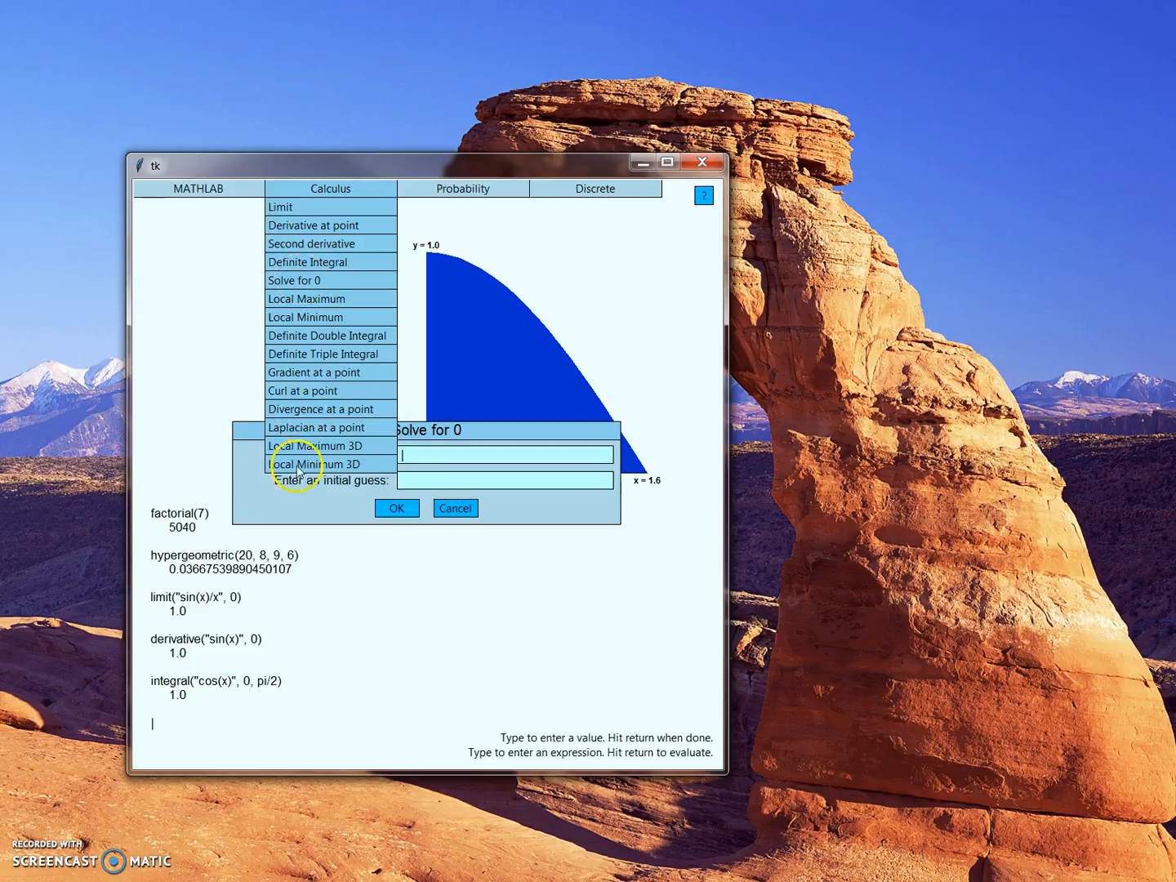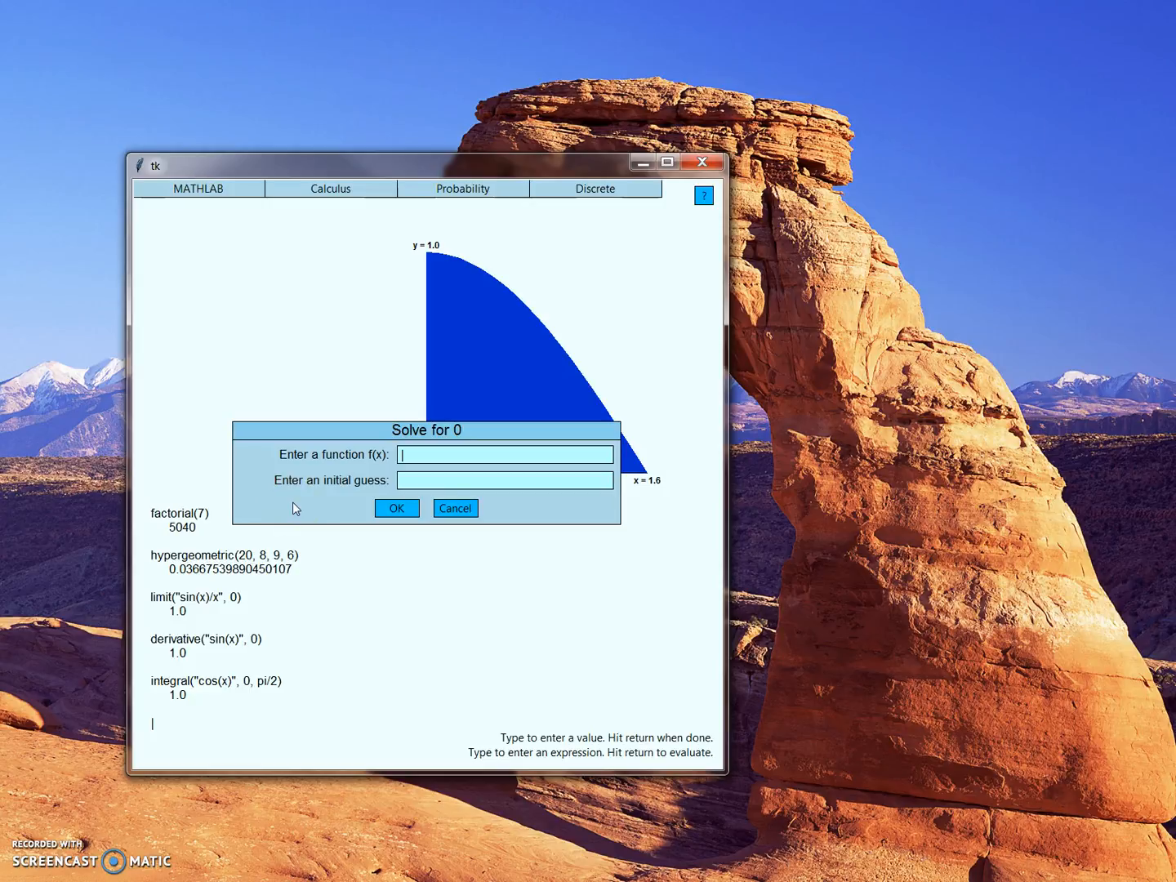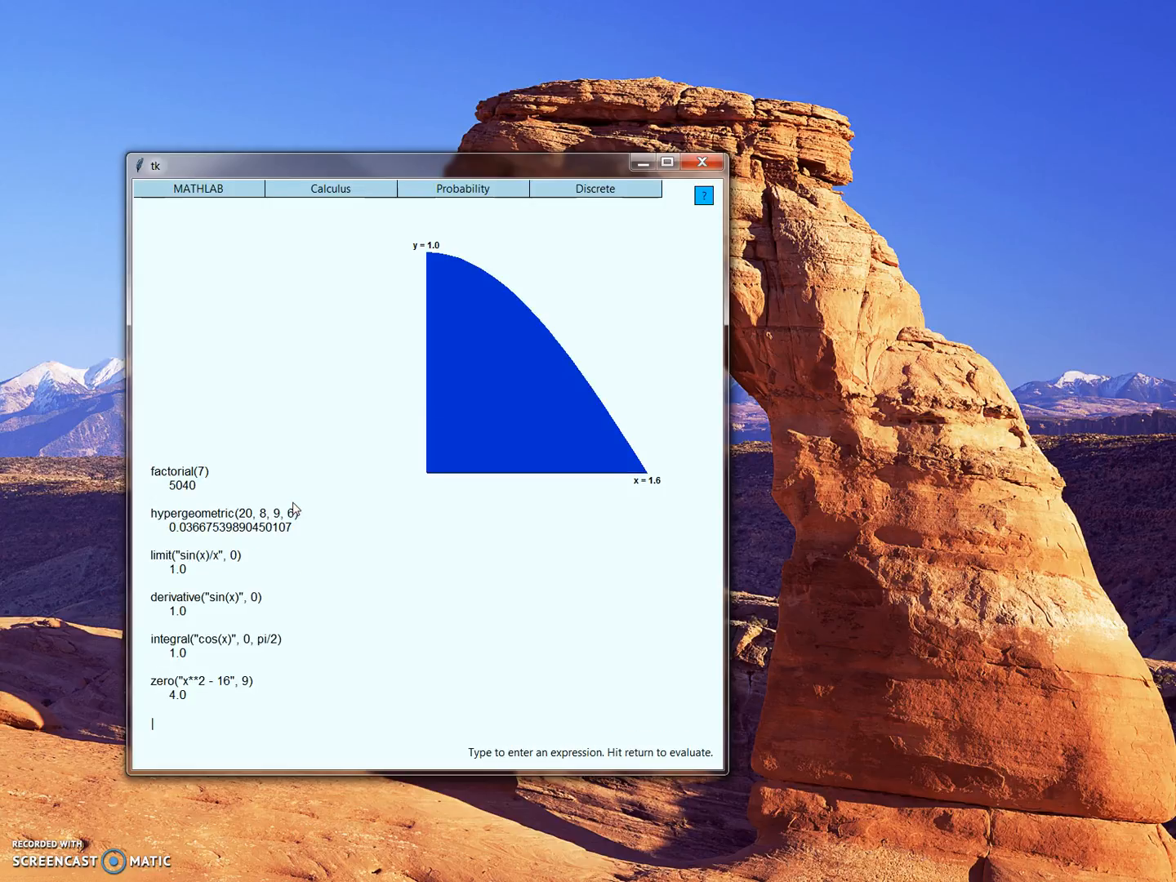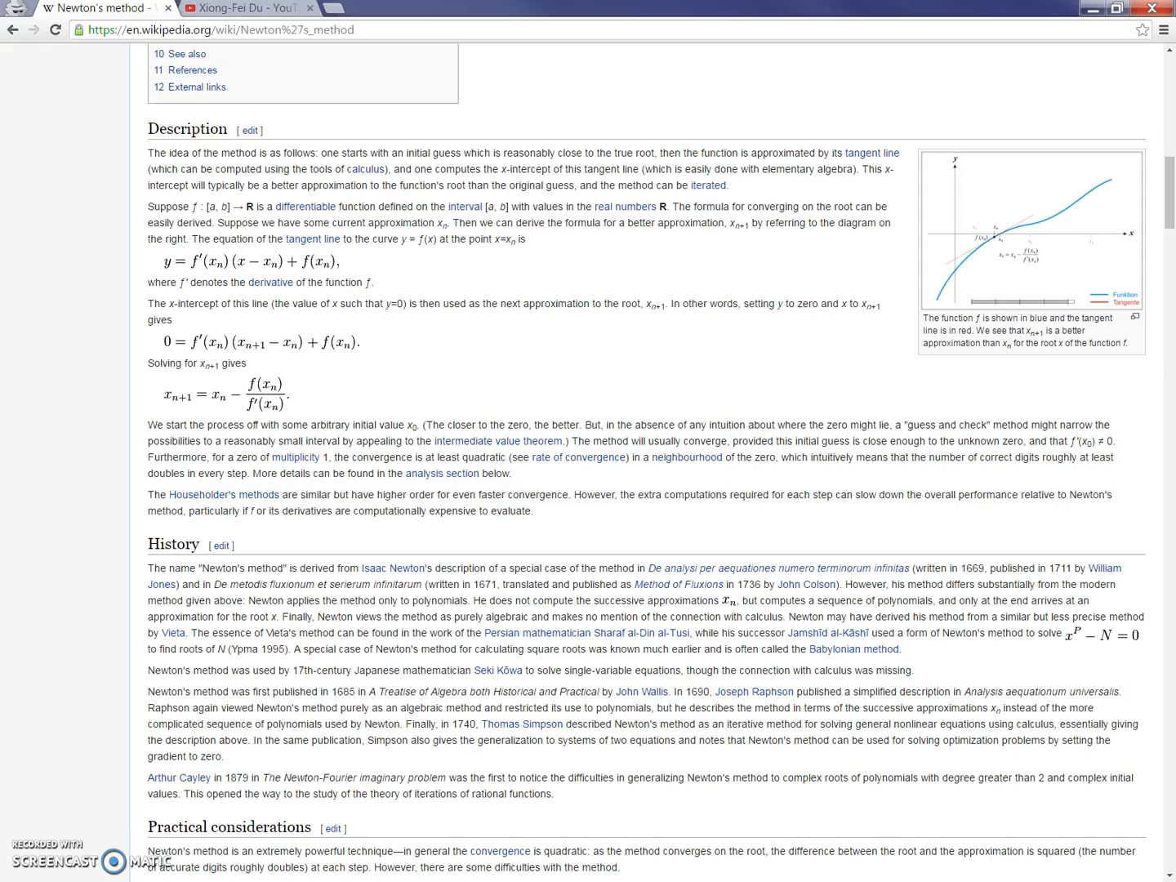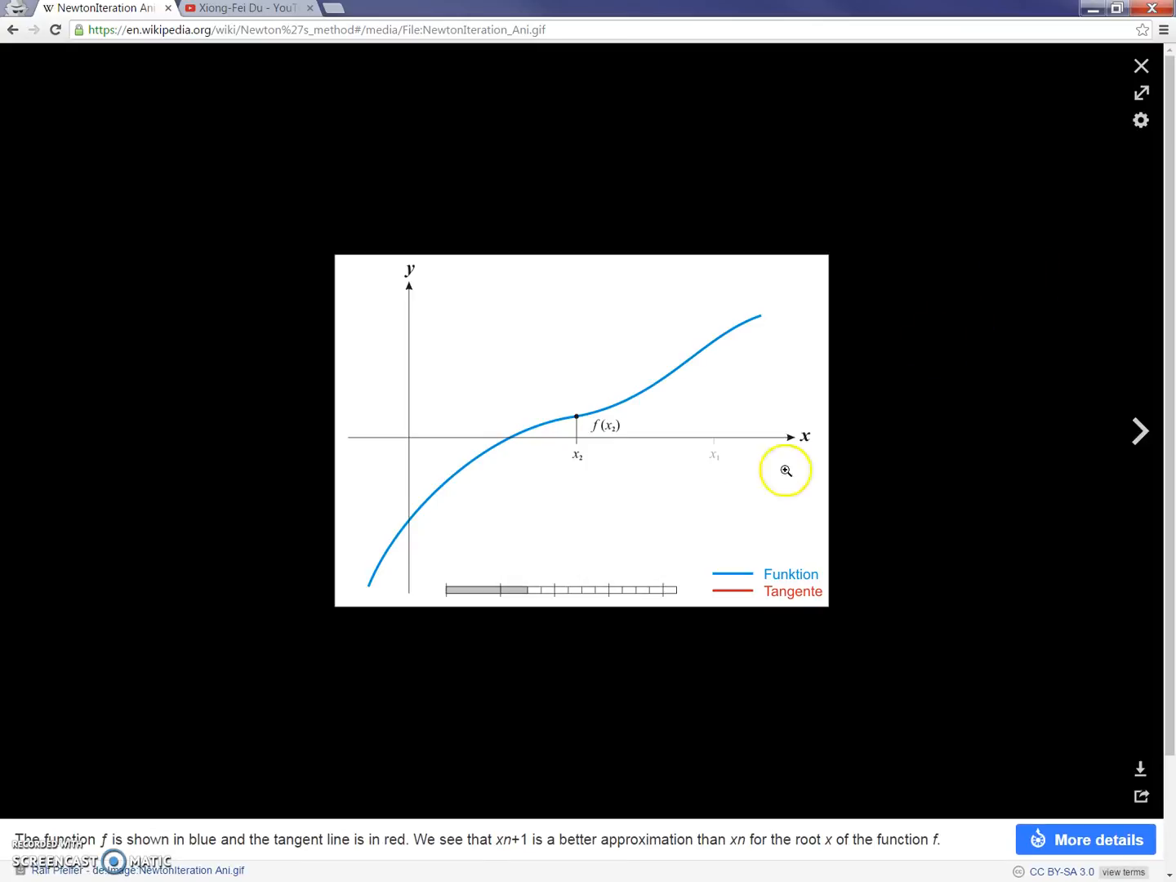For example, our solve for 0 function: if we solve x squared minus 16 is equal to 0, and let's just add our guess of 9, we should expect our answer to be 4. And how MATLAB is going to calculate the 0 is that it actually uses an algorithm called Newton's method. For example, let me just pull that up here. This is the Wikipedia page for Newton's method, and you can see how this algorithm is going to converge on the 0 of a function.